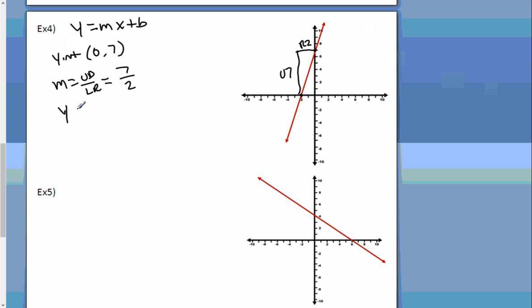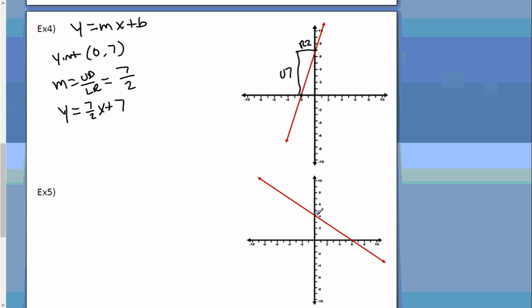So I can quickly write the equation now. y equals, the slope is 7/2 x plus, what's the y-intercept? 7. Easy. If you see a graph of a line, it's really easy to go to the equation as long as you know a couple points on the line.